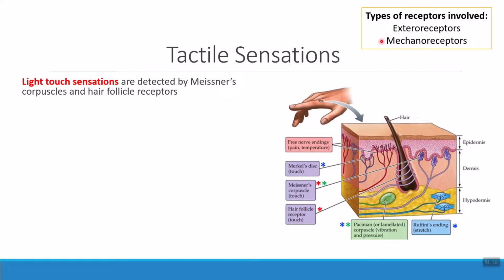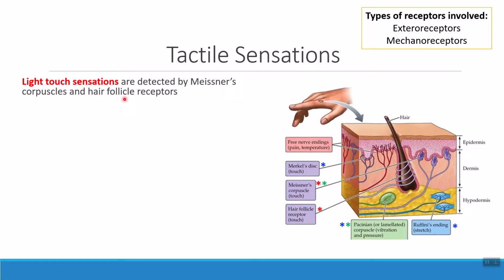I have three main kinds of tactile sensations that different structures in my skin help to detect. The first kind of touch sensations that I do with my skin are what are called light touch sensations. Light touch sensations are our gentle touch. So when we're feeling something very softly, light touch sensations are detected by Meissner's corpuscles and hair follicle receptors.